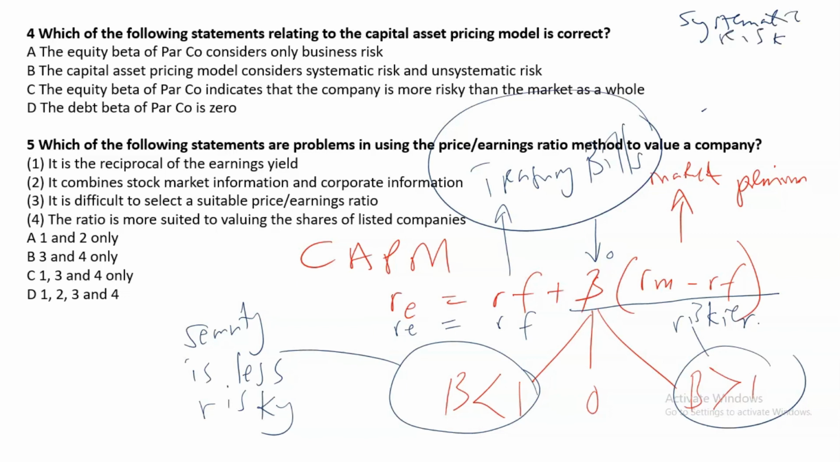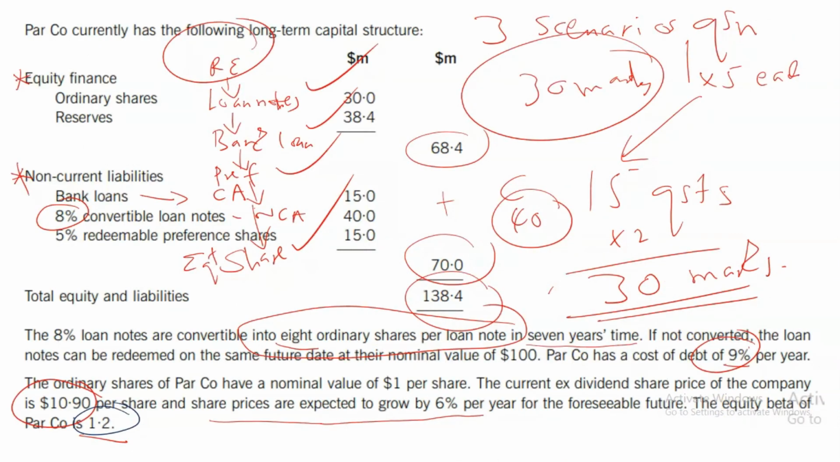Now, systematic risk has got two components. There is the business risk, as well as financial risk. This is represented by what we call the beta equity. In the case of our PowerCo, you can see that this company has both business risk and financial risk. Financial risk is risk that is introduced in the company or in the business from debt finance. So the moment you take debt, you have assumed financial risk.